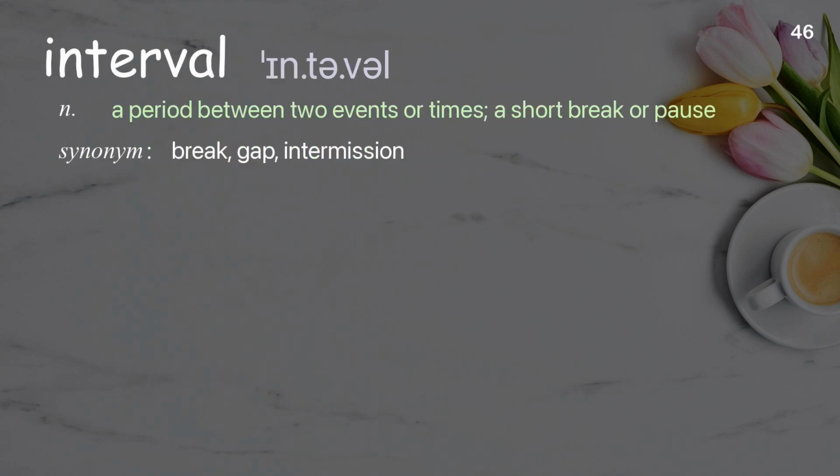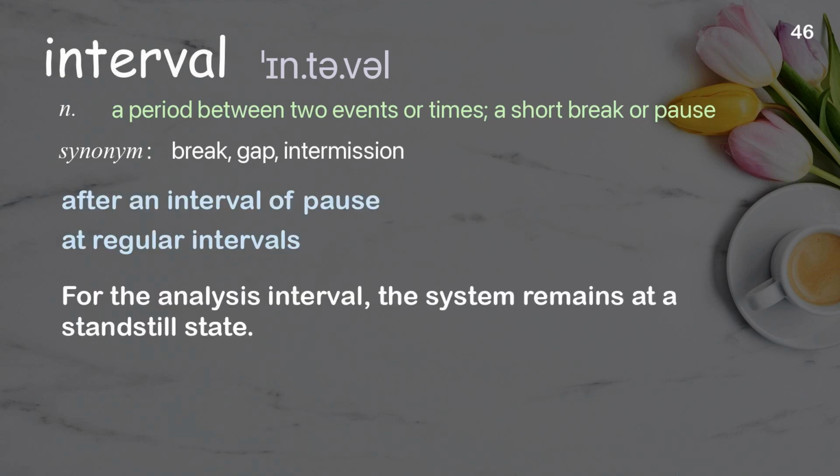Interval. A period between two events or times, a short break or pause. Examples: after an interval of pause. At regular intervals. For the analysis interval, the system remains at a standstill state.